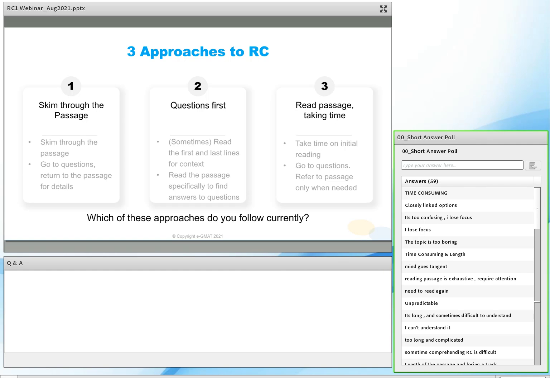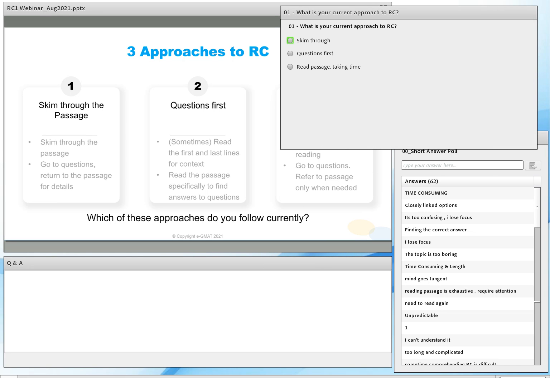So let me bring that to a poll. Let me bring the poll for that as well. Don't put it on the short answer part. Which of these is the three methods that you follow? All right, so let me broadcast the results.